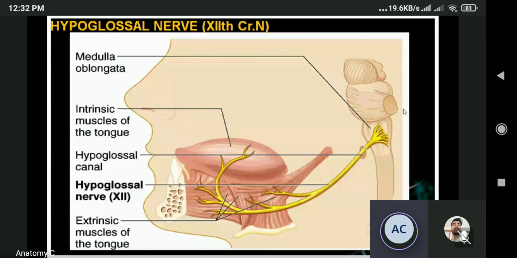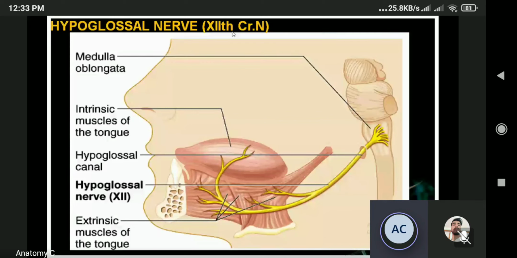Okay. Now next one is the hypoglossal nerve. This is the last cranial nerve. Is it motor, sensory or mixed? It is purely motor. So what is the muscle which is supplied by the hypoglossal? Muscles of the tongue. It is mainly supplying the muscles of the tongue. Now, what will be the functional component for this one? Somatic efferent, because these are skeletal muscles of somatic origin.